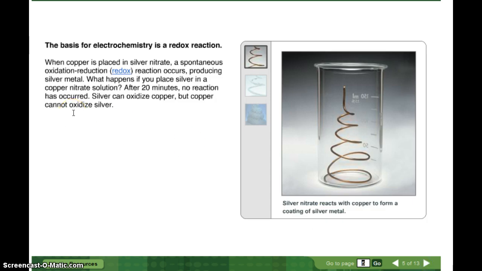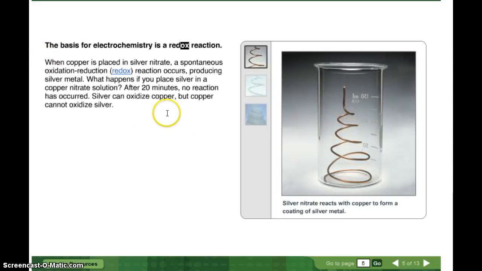The basis for electrochemistry is the redox reaction. So redox: reduction and oxidation. When copper is placed in silver nitrate, a spontaneous oxidation-reduction, or redox, reaction occurs, producing silver metal. What happens if you place silver in a copper nitrate solution? After 20 minutes, no reaction occurred. Silver can oxidize copper, but copper cannot oxidize silver.